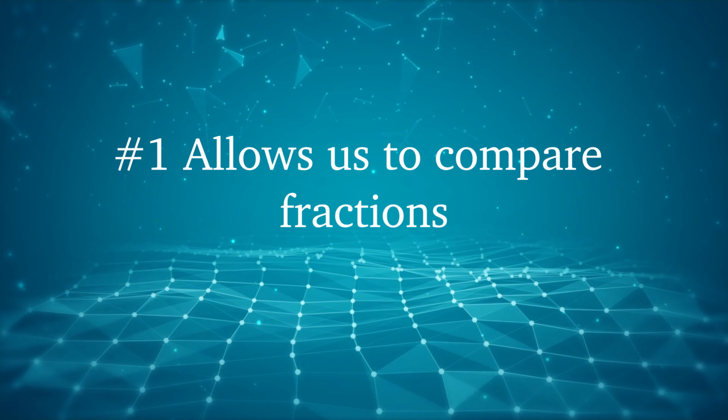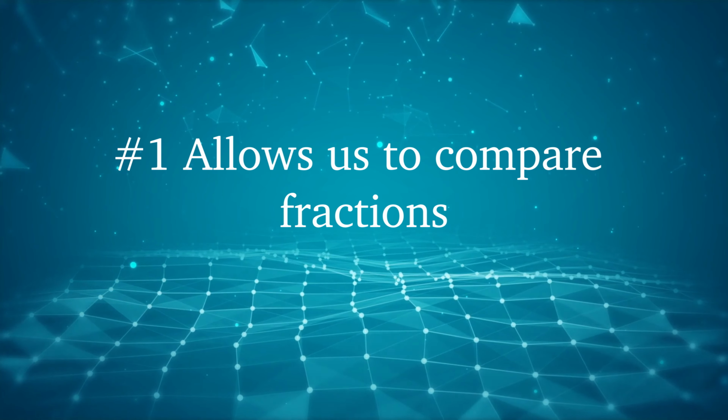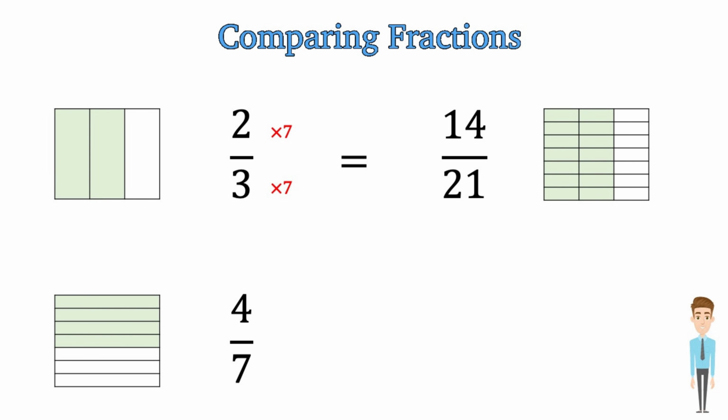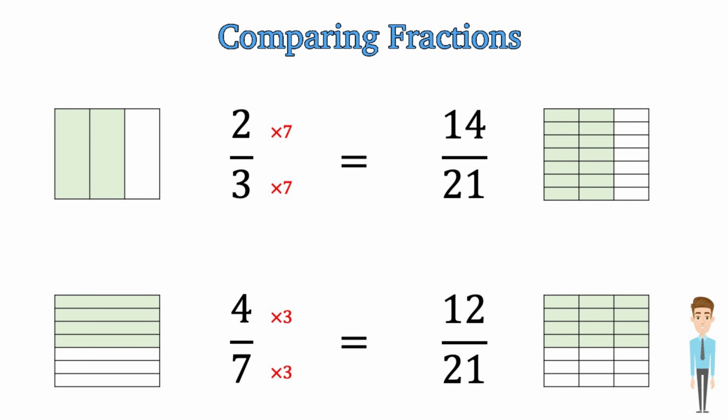Reason number 1 allows us to compare fractions. Looking at the two fractions, 2/3 and 4/7, it may not be immediately obvious which one is larger. We need to find equivalent fractions with a common denominator. Here you can see that 2/3 is equivalent to 14/21, and 4/7 is equivalent to 12/21. Since each fraction is broken up into the same size pieces, we can see that 2/3 is larger than 4/7.